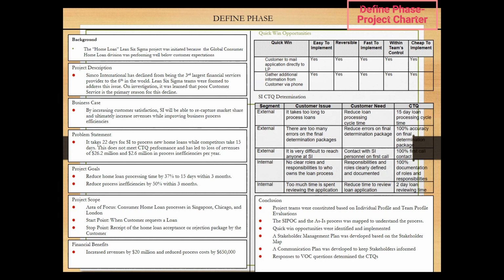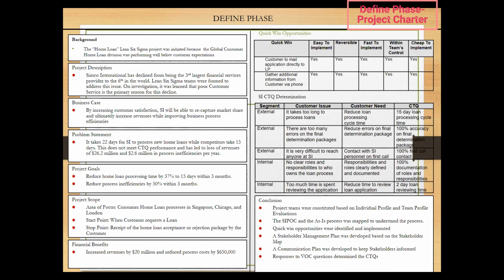Then it also has a problem statement, for example, 22 days it takes for a new home loan process while the competitor is taking only 15 days, right? And that is a revenue loss of 26.2 million dollars and 2.6 million dollars in inefficiency per year. What is the goal of the project? Reduce. And this is also a wonderful tip: you always start with the verb. Reduce home loan processing time by 30 percent to 15 days within 3 months.